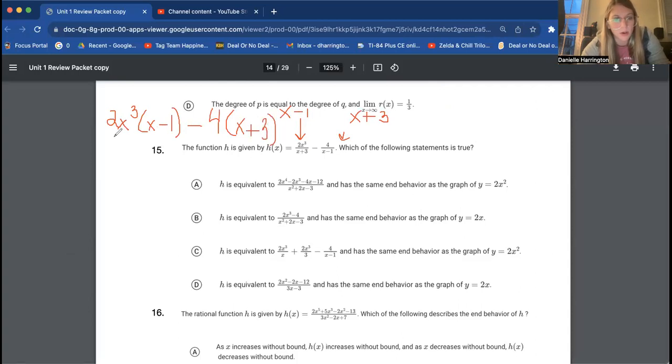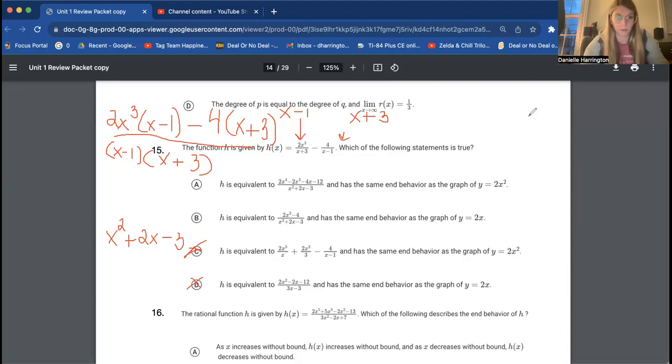And I'm going to put that all over x minus 1, x plus 3. Well, here I can do some elimination. If I were to FOIL the bottom, that's going to give me x squared plus 2x minus 3. So I can cancel out C and D. Now I just need to figure out if it's A or B.